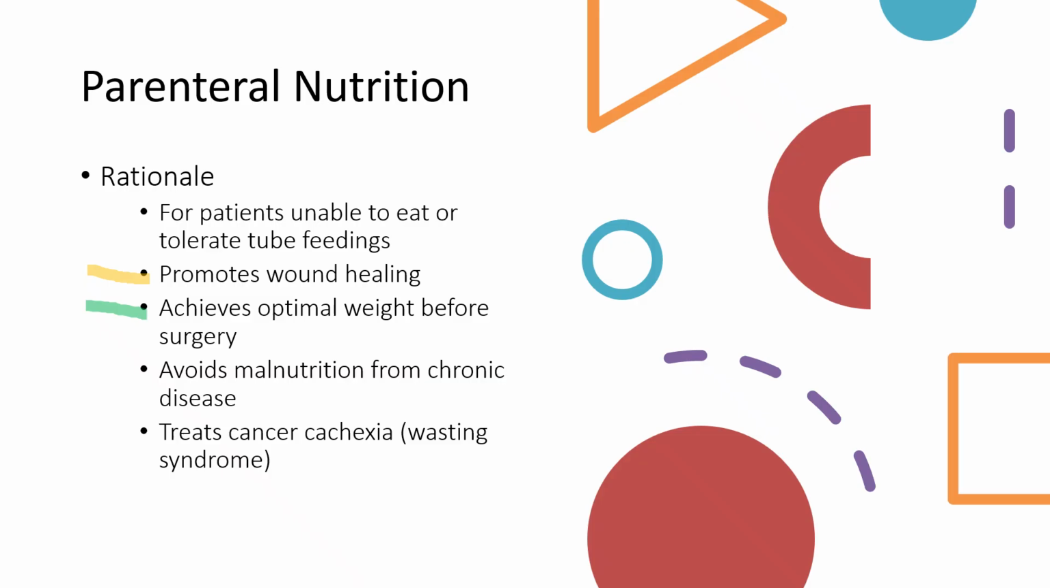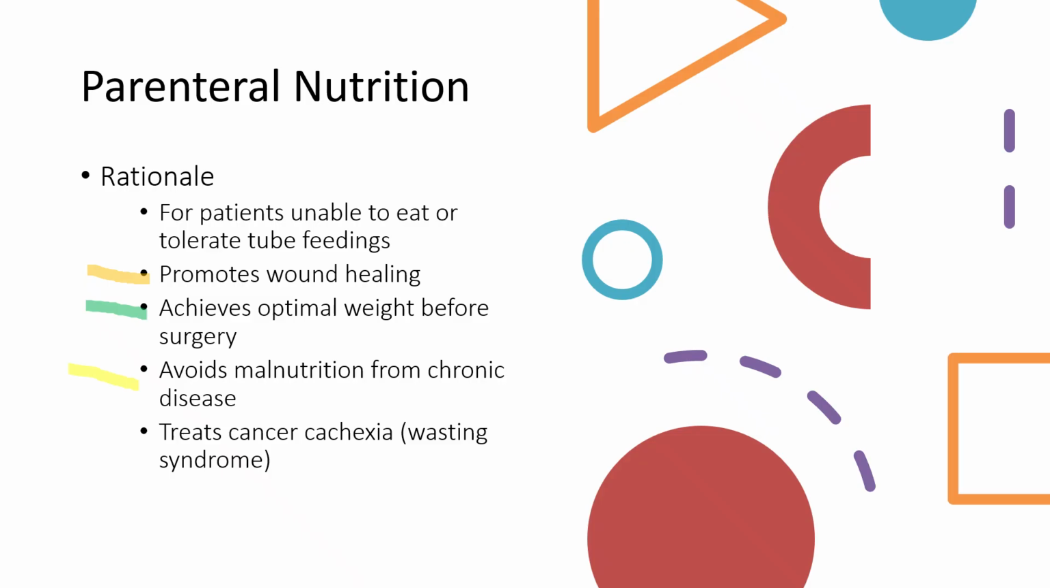Avoiding malnutrition related to chronic diseases is another reason why it's used. So chronic diseases like Crohn's disease, ulcerative colitis, advanced liver disease, chronic bowel obstruction can lead to long-term malabsorption issues. So this helps prevent muscle wasting, weakness, and immune suppression in these clients.